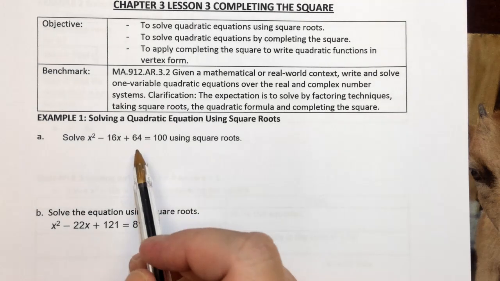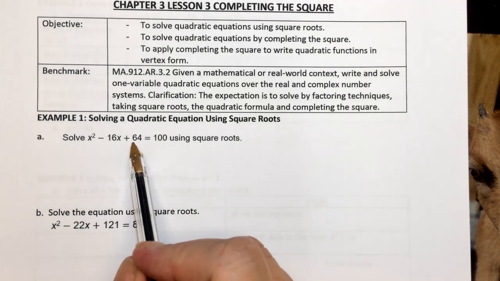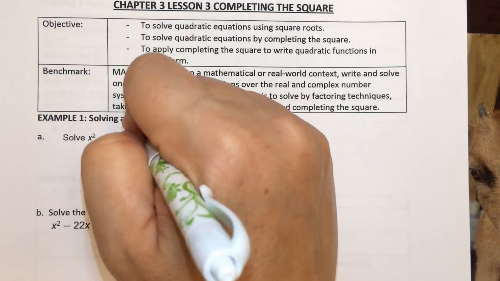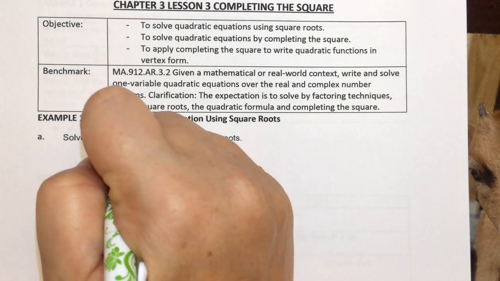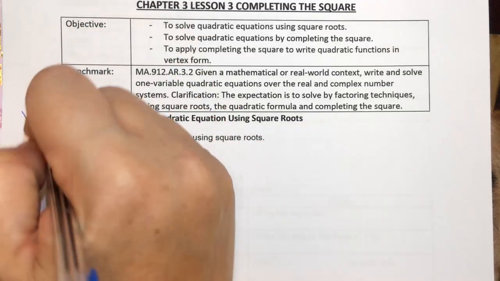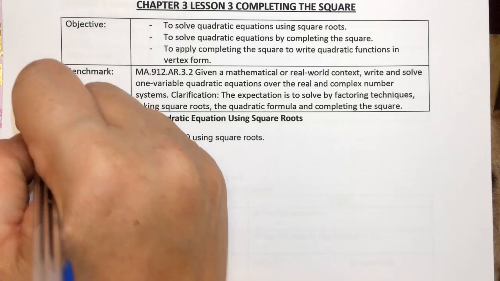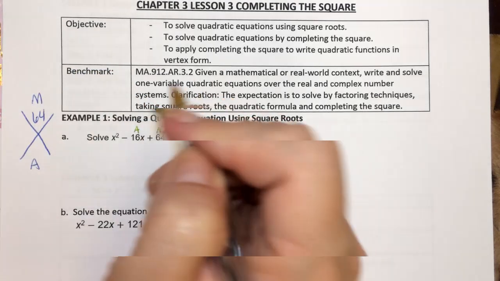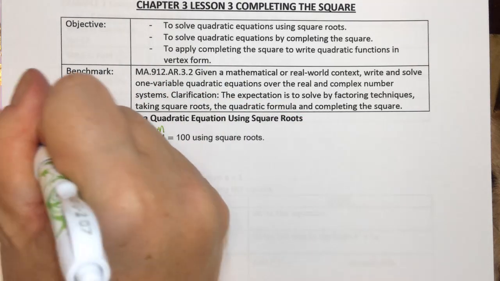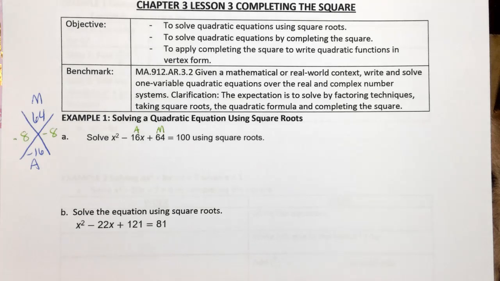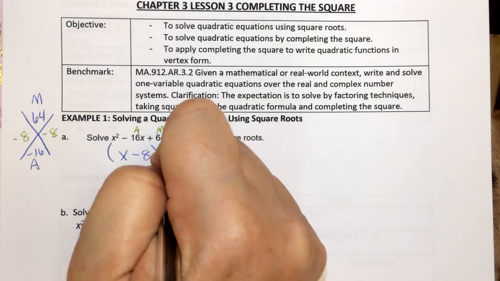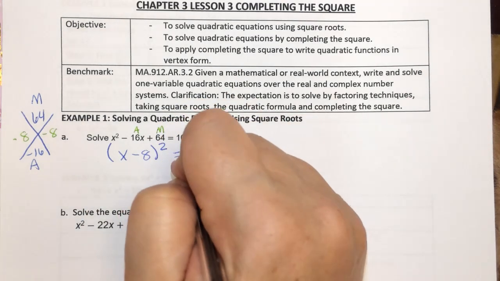Looking at this, we could factor, because what do you know about 64? You know two numbers that if you multiply them, you get 64, but you could add them and get negative 16. So what two numbers could you multiply to get 64, but when you add them, you get negative 16? If you said negative 8 for both, then yes. So we can rewrite this as x minus 8 squared equals 100.